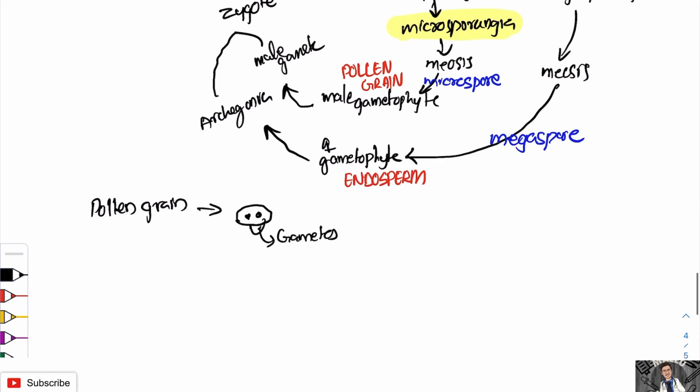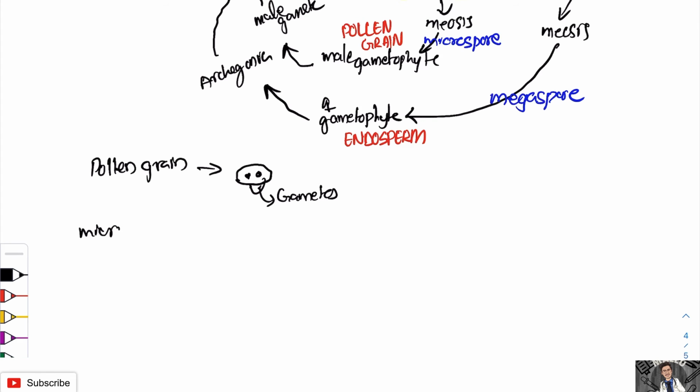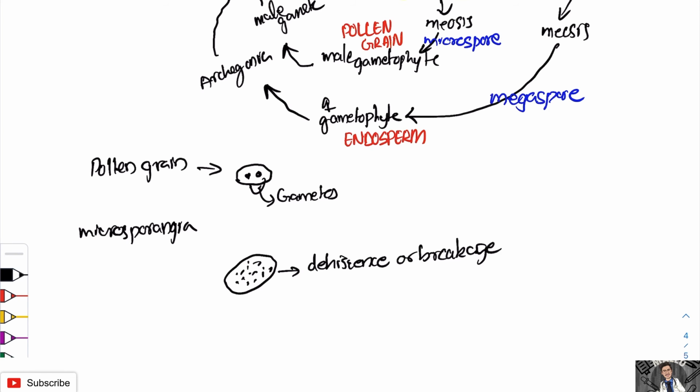So the thing is that within the microsporangia, okay, it's like a sac, which undergoes meiosis to form numerous microspores, and when there is dehiscence or breakage to the microsporangium, microspores are released. So I'll just give you an example.